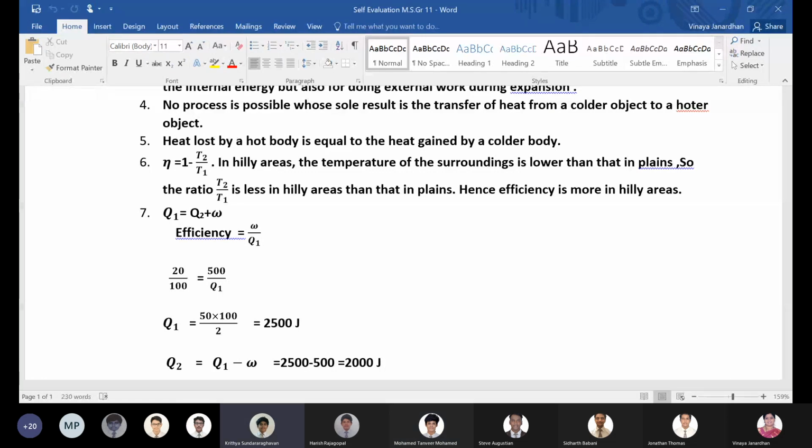And heat lost by a hot body is equal to heat gained by a colder body, the fifth one. It's the principle of calorimetry, where you can find it. I think that they asked what is calorimetry also, so we have to write that. Yeah, they asked what is calorimetry and state the principle of calorimetry. Yeah, correct. So principle is this, boys.